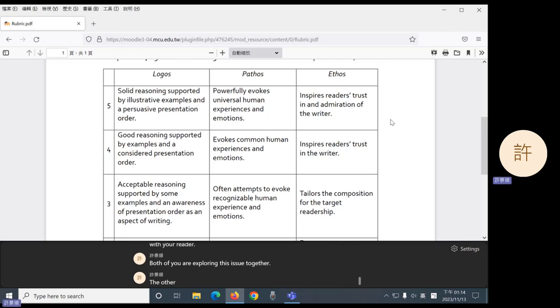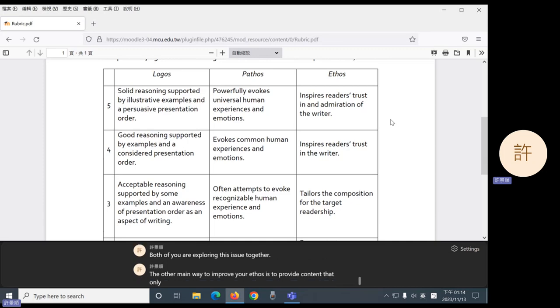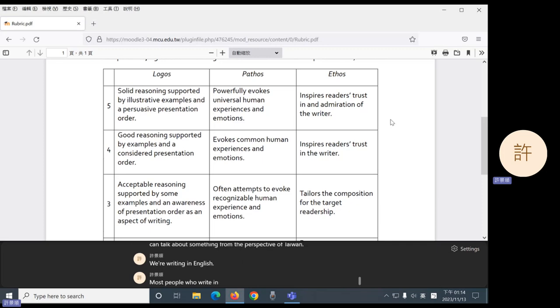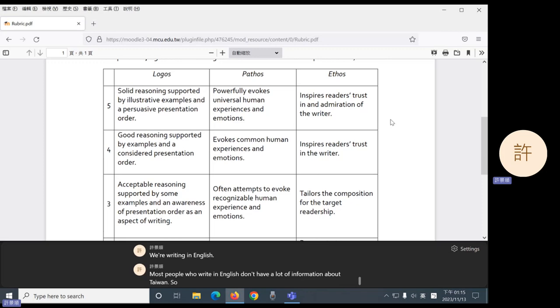The other main way to improve your ethos is to provide content that only you can provide. So something based off of your personal experience, something based on your own thoughts and your own feelings. Or in some cases, you can talk about something from the perspective of Taiwan. We're writing in English. Most people who write in English don't have a lot of information about Taiwan. So if you can provide a Taiwanese perspective, this would also count as inspiring trust and interest from your reader.